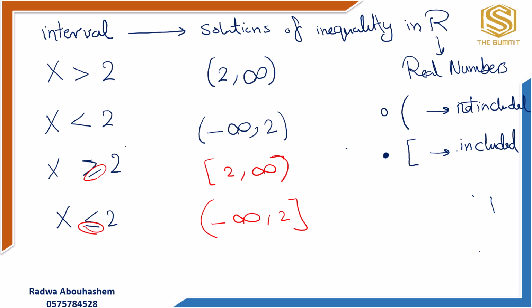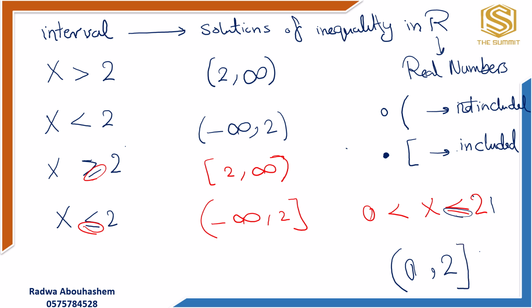Now, let me give you an example to make sure that you understand it more. Here, if I have 0 smaller than x smaller than or equal to 2, you start from the smallest number, which is 0, then the greatest number. Now, how do I put the brackets? You don't have an equal sign here, so you have to put an open bracket. Here you have the equal sign, so you have to put a closed bracket.